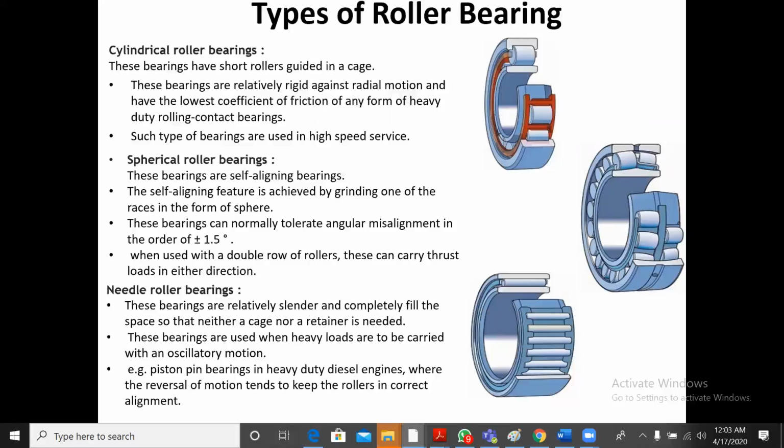In general, where there is an oscillatory motion, these bearings are used at those points, like the piston pin bearing in a heavy duty diesel engine, where the reversal of motion tends to keep the rollers in correct alignment. Because each and every time they have to change direction, they must be in perfect alignment. So these needle roller bearings are used where oscillatory motion is there.